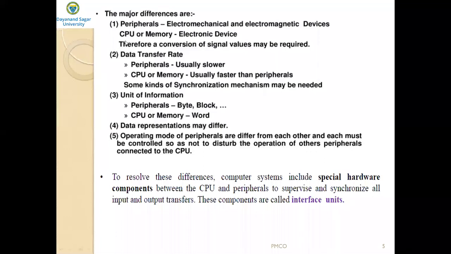Then the second difference between the peripherals and the CPU is with respect to the data transfer rate.